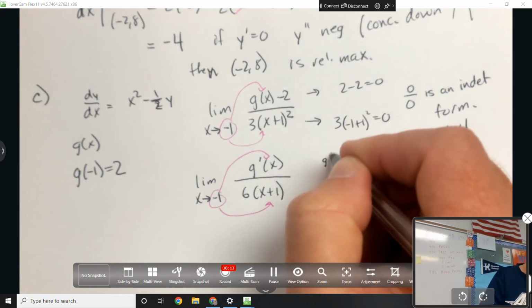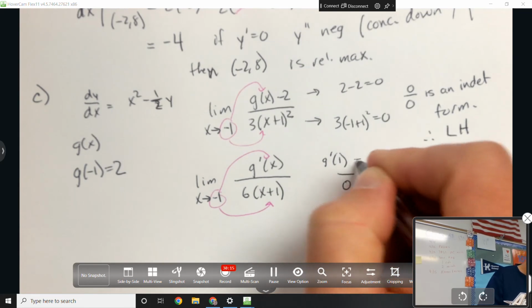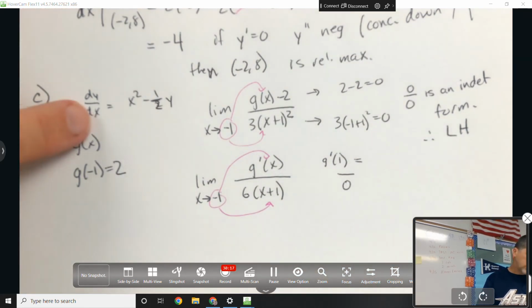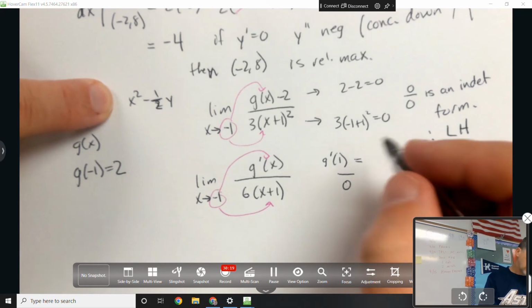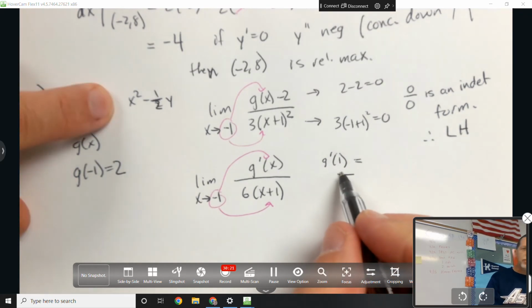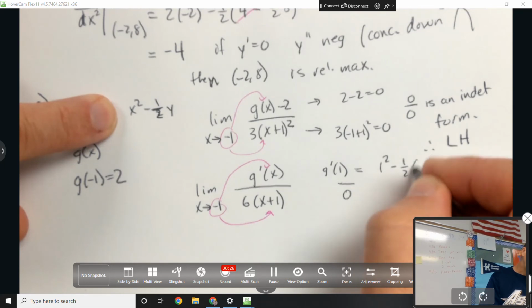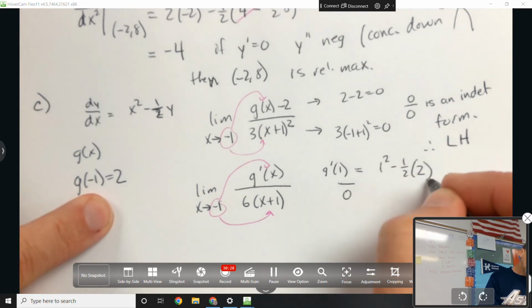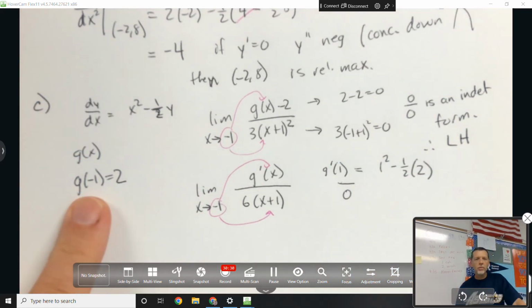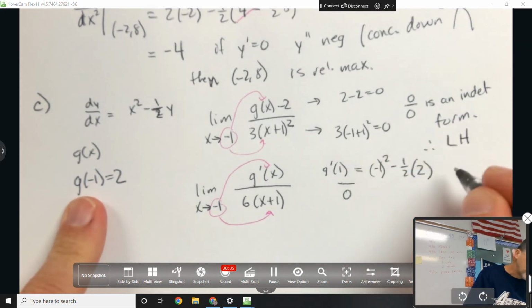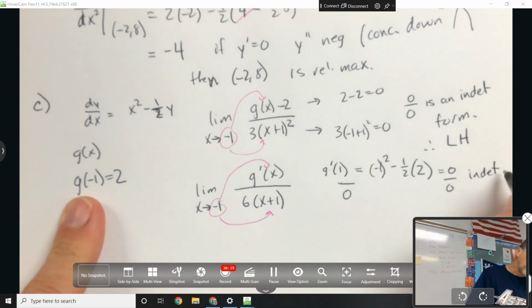g prime of negative 1 equals, so that's the first derivative, but I have an expression for the first derivative. x squared minus 1/2 of y, but when x is negative 1, y is 2. So sure enough, we get 0 over 0 again. That's still an indeterminate form. Therefore, we'll use L'Hopital's one more time.